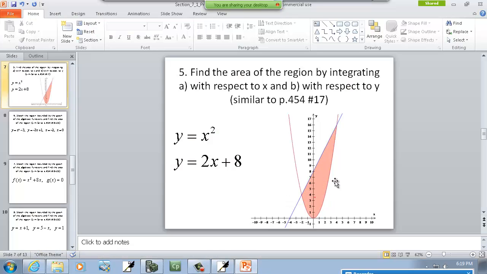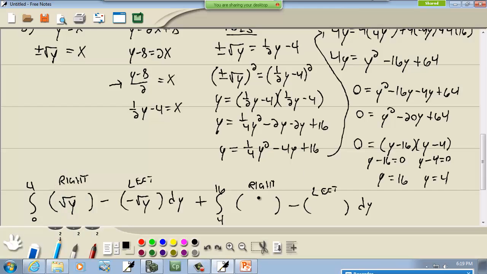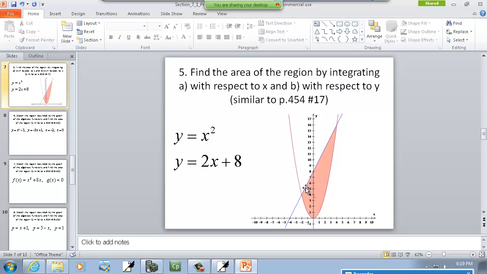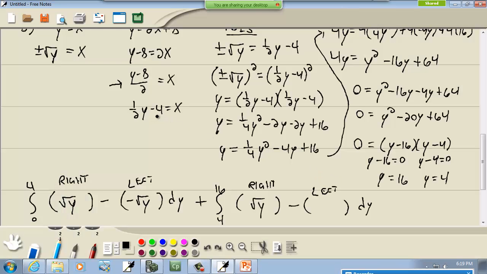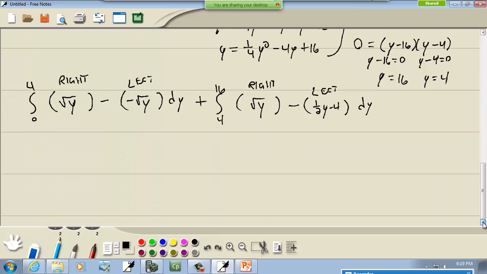And then from 4 to 16, this curved part is to the right. And this is, again, the positive square root of y. And my graph that's to the left is this blue line, which was 1/2 y minus 4. And now we're ready to do our integral.